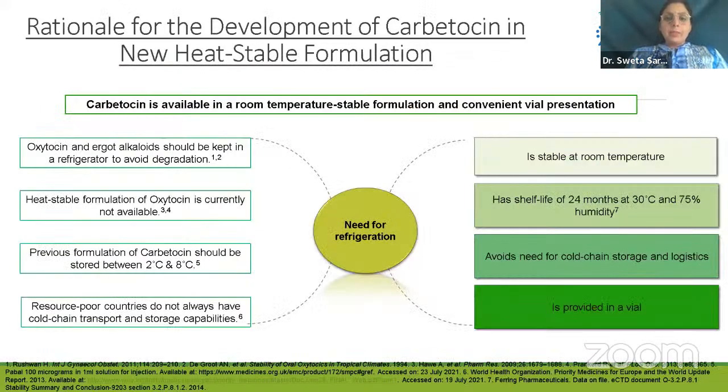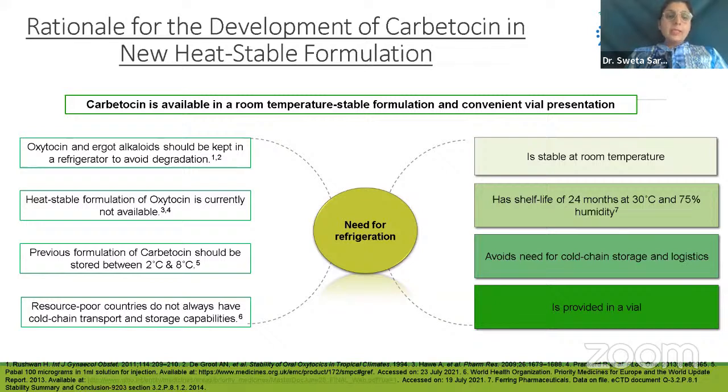So what is carbetocin and why is it generating so much interest in the medical fraternity? As we all know, up till now, oxytocin was considered to be the gold standard against which all the uterotonics were compared. Carbetocin is also an oxytocin receptor agonist, but there are certain differences between oxytocin and carbetocin. Oxytocin and ergot alkaloids have to be kept in a refrigerator, but carbetocin is now available which is stable at room temperature.